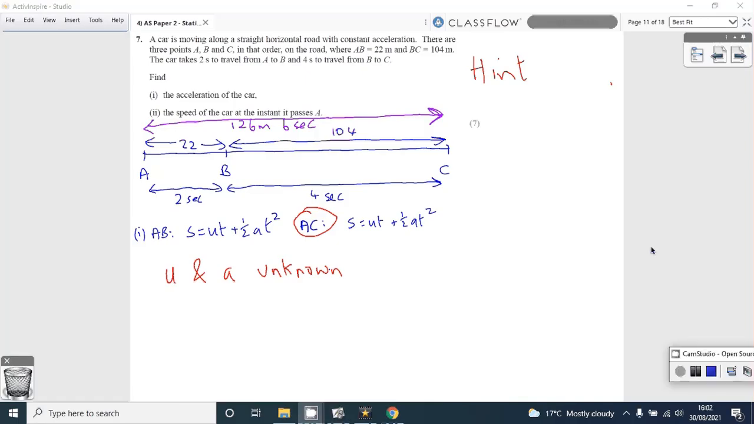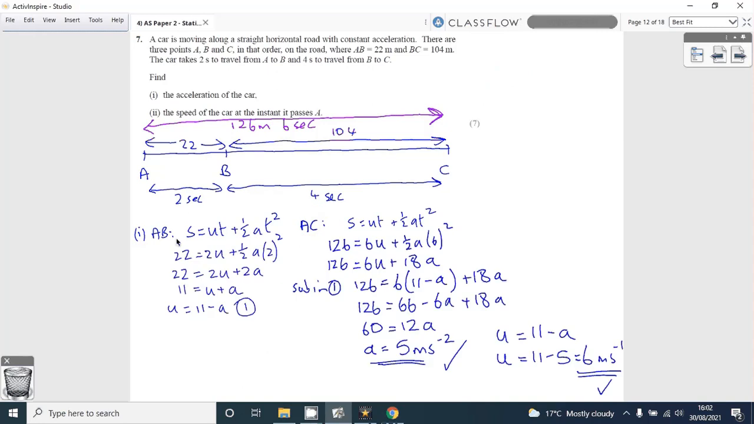The solution for question 7. So going from A to B, it's a distance of 22, so s is 22 and the time is 2. So substituting that in and rearranging, I can make u the subject, u equals 11 minus a. So that's equation 1, which I'll just park for now.